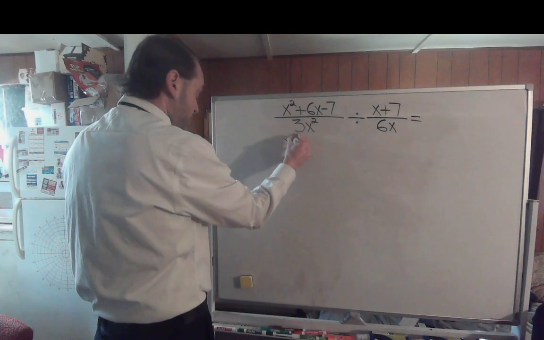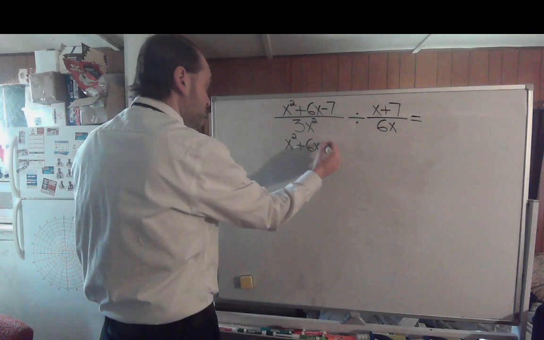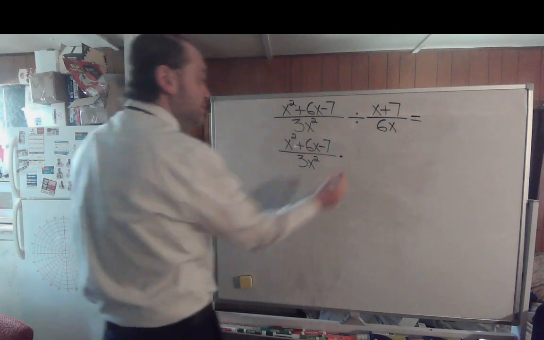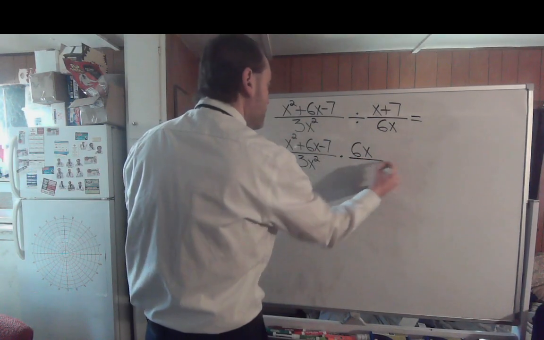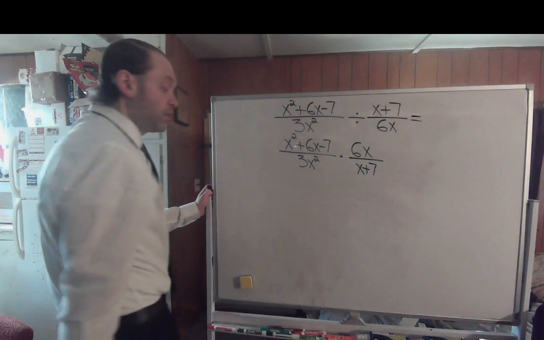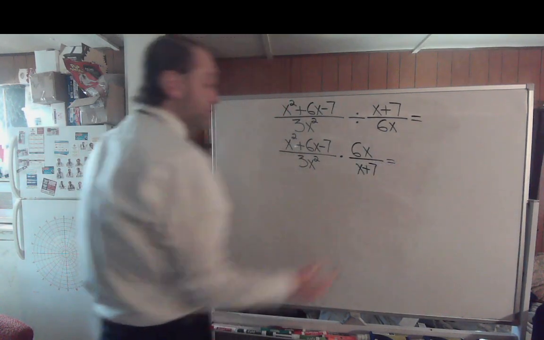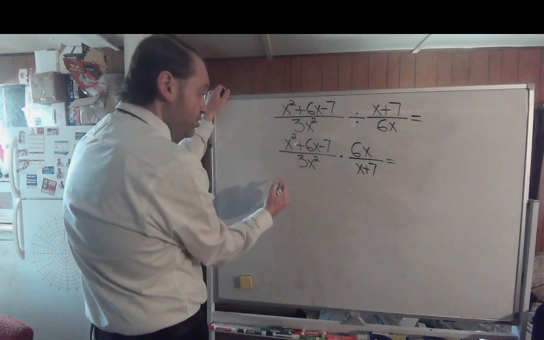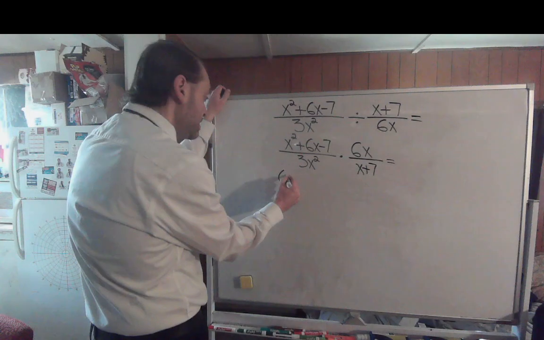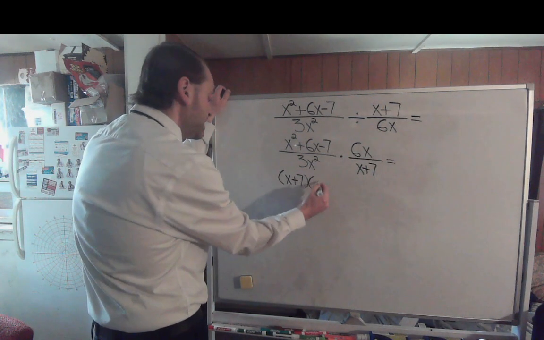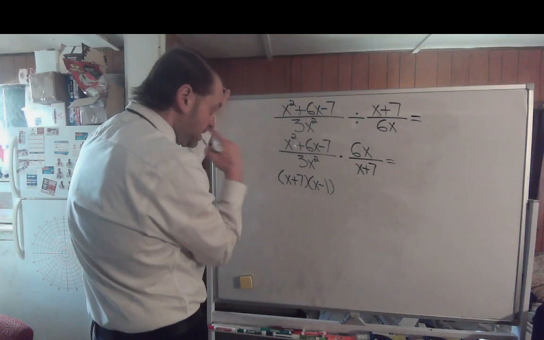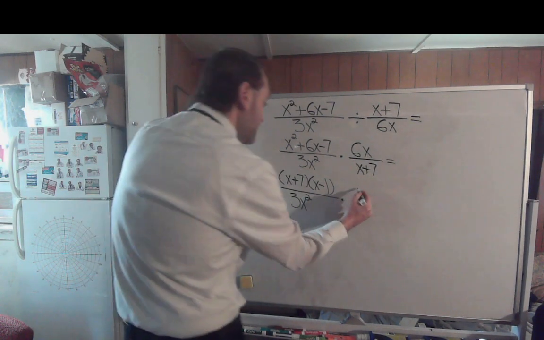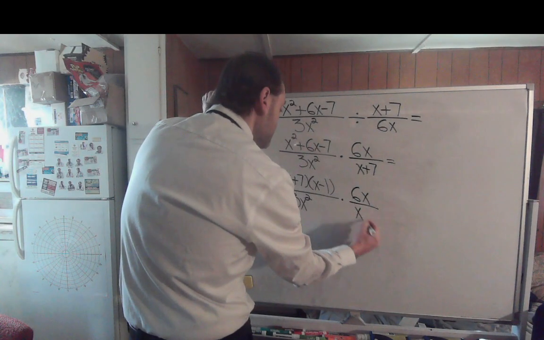So you'll have x squared plus 6x minus 7 over 3x squared, times 6x over x plus 7. All right, well, let's go ahead and factor everything completely. And the only thing we can really factor so far is in the numerator of the first term. This would turn into x plus 7 times x minus 1 all over 3x squared times the quantity of 6x over x plus 7.